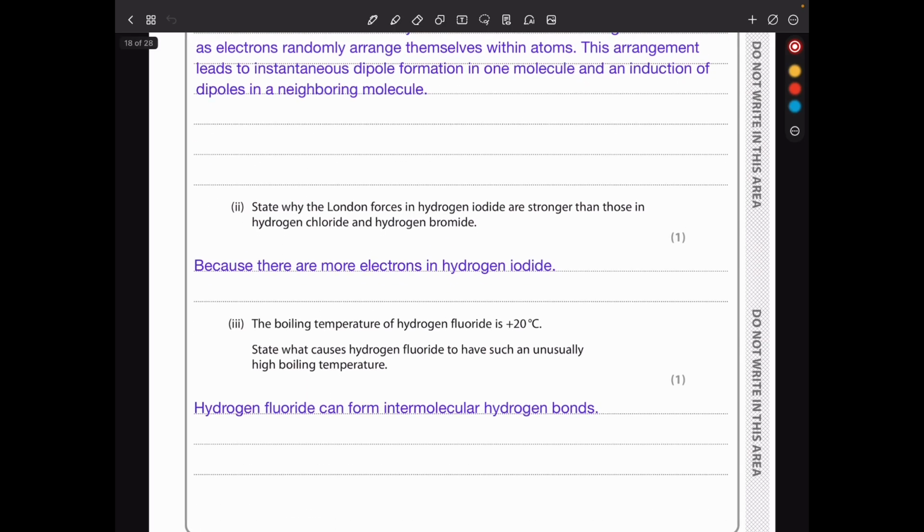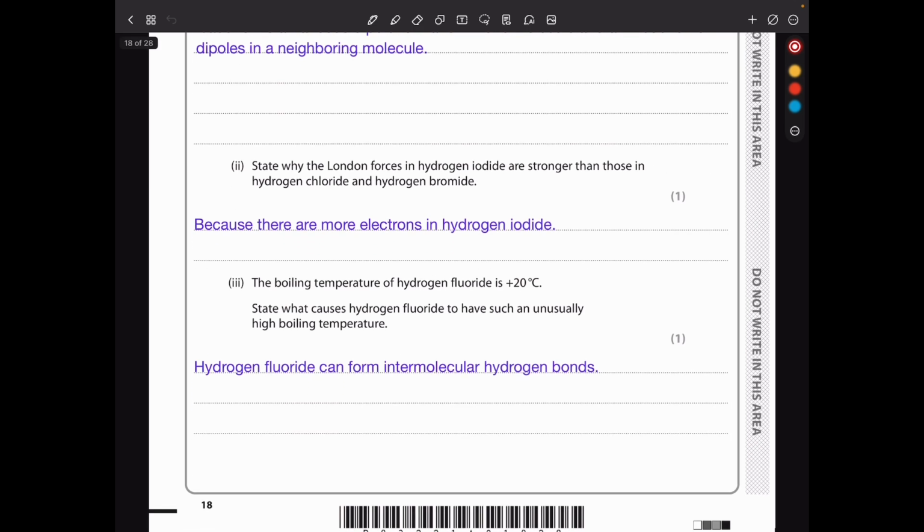Then, state why the London forces in hydrogen iodide are stronger than those in hydrogen chloride and hydrogen bromide. This is because hydrogen iodide has a larger or higher molecular mass, or you could say it has more electrons. So if there are more electrons, it means more London forces are going to be formed overall.